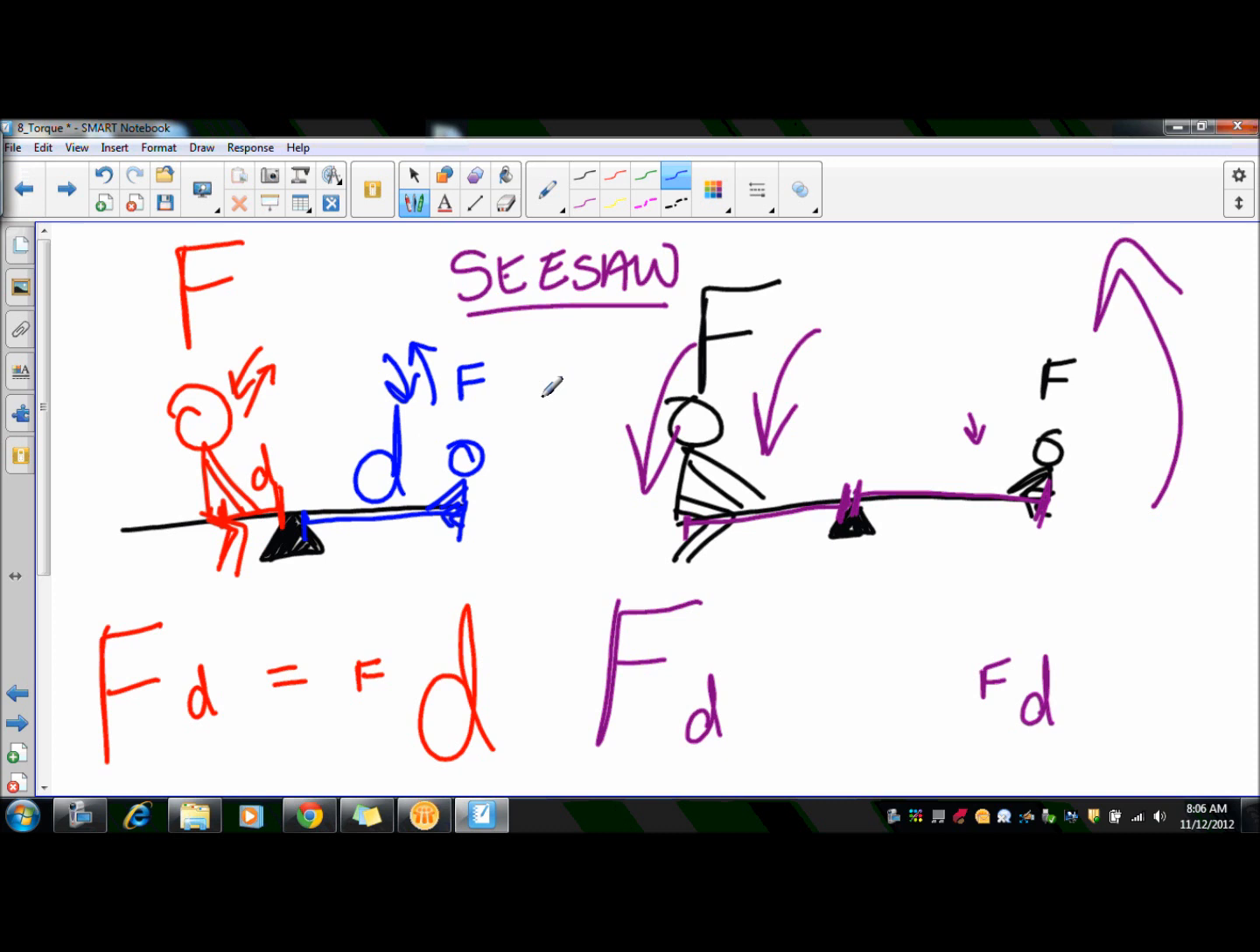So how do we do this mathematically? Well, it's right here. It's the idea that the torque on one side of your pivot point is going to be equal to the torque on the other side of your pivot point. That's whenever everything is nice and equal and you can actually have a good time on a seesaw. So let's do a couple of examples there.